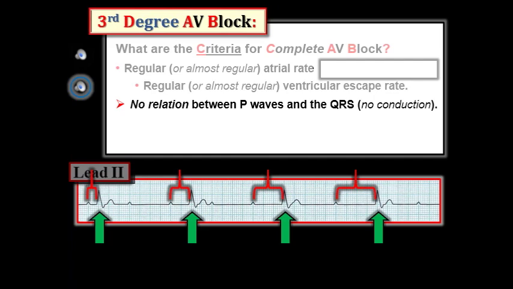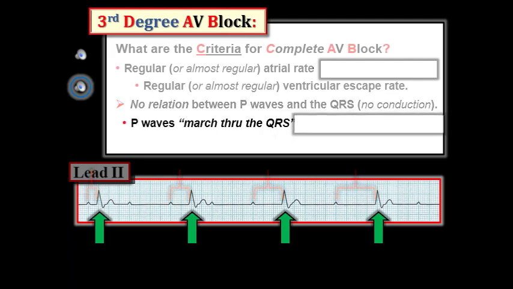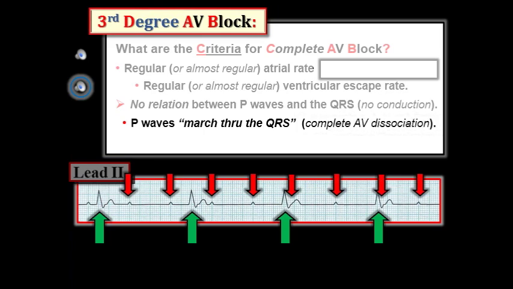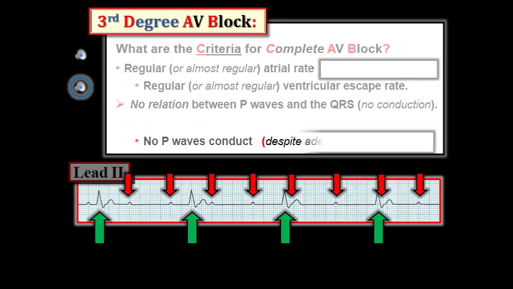When there is complete AV block, there is no conduction. As a result, P waves are said to march through the QRS. Said another way, there is complete AV dissociation, which means that P waves are completely unrelated to the QRS. That said, the key criterion for making the diagnosis of complete AV block is that no P waves conduct despite being given adequate opportunity to do so.